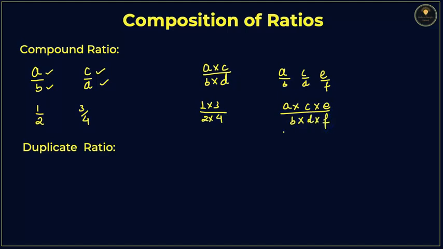Now if I want to write the duplicate ratio, if I'm writing A by B and again A by B, these two give the duplicate ratio. So the ratio that you will get as the duplicate ratio is A square by B square. Let's take one example. The duplicate of 2 by 3 is 2 by 3, and the duplicate ratio that you will get is 2 square by 3 square.